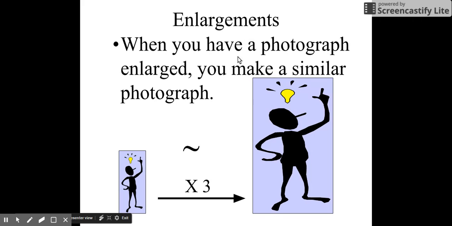Enlargements. Now, when you have a photograph that is enlarged, you're going to make a similar photograph, but it's just going to be a different size. So what ends up happening is we have this small photograph. We enlarge it by a factor of 3 and end up with what we have here.